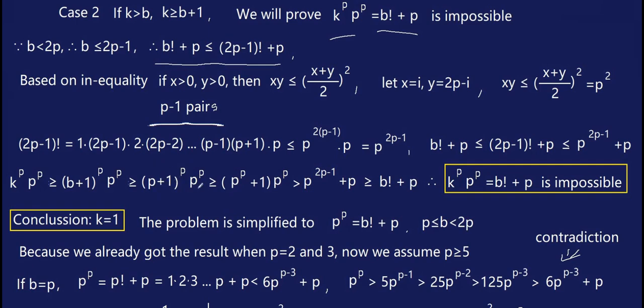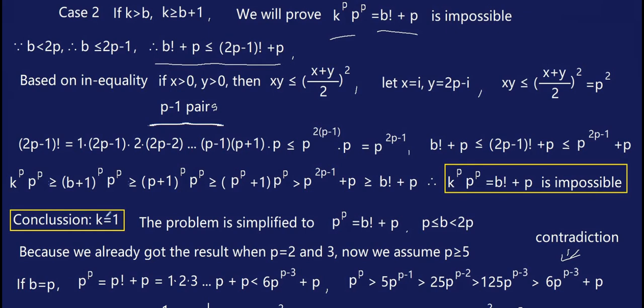And the first one, we can break it up. Obviously, it is greater than p^p plus 1, multiplied by p^p. And that's greater than p^(2p-1) + p. And obviously, this is greater than or equal to b factorial plus p. So for this equation, it is impossible, because the left side will be greater than the right side.